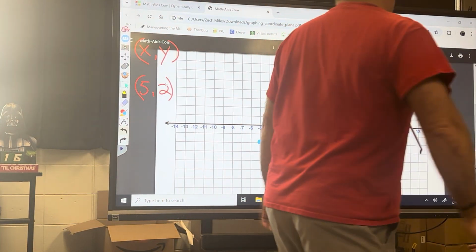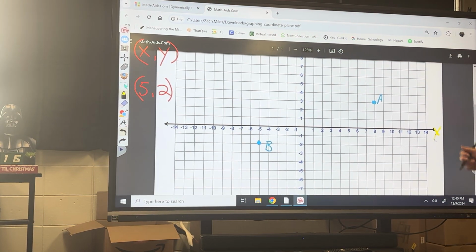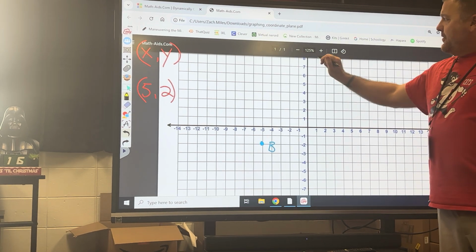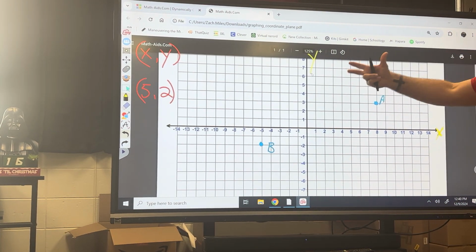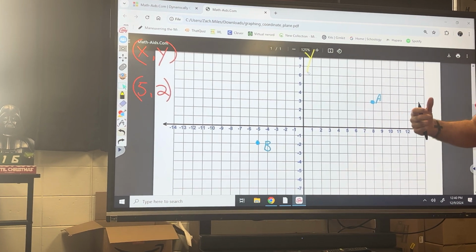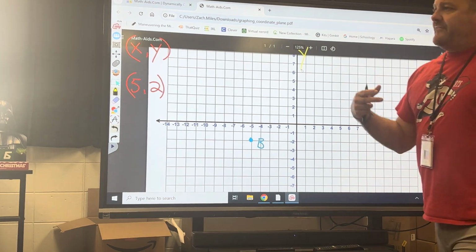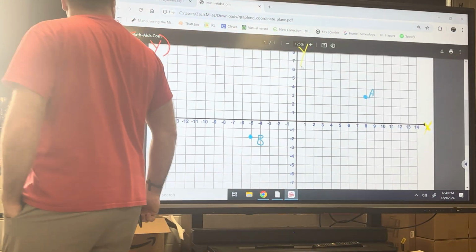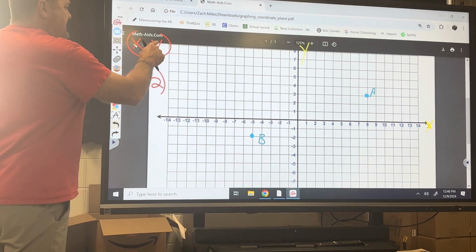The number line going left and right is known as the x-axis. That's why it's labeled with the X. The up and down, the vertical one, is known as your y-axis. Now, what we do with a coordinate grid is we plot points on it. And when we do that, we normally have what's known as an ordered pair. It's a pair of numbers, okay? The X and the Y.